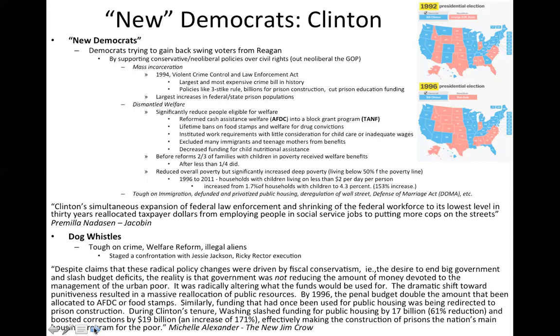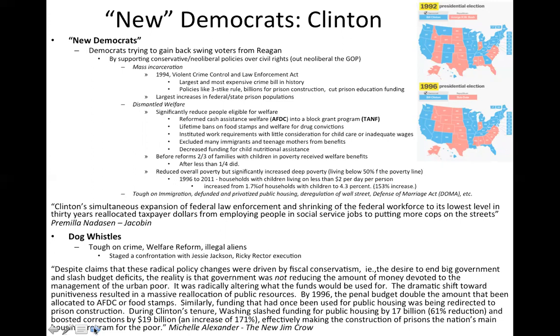At the same time, he dismantles welfare. He runs on a welfare reform campaign, using dog whistles, pushing this idea that welfare is just being abused by Black people, so let's just dismantle and reform it, and basically he destroys our welfare program and turns it into a block grant program, what we call TANF, where states now have so much authority to deny people, particularly Black people, assistance. He puts lifetime bans on food stamps for welfare recipients with drug convictions. He institutes work requirements.